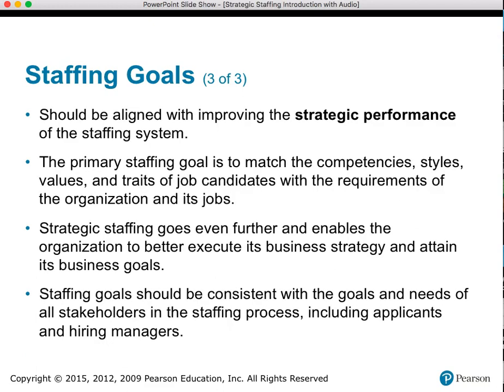So staffing goals need to be aligned with how we can improve the strategic performance of the organization, and making sure that our goals are to improve our staffing system in itself. So every single time that we make a staffing decision, our goal should be, how can we do better? How can we improve? How can we make this a better system, a smoother system, a more effective system, a more efficient system when we're hiring people?